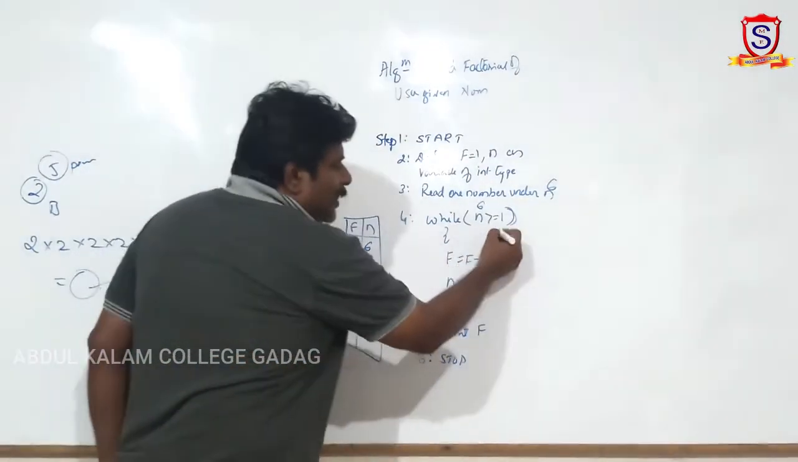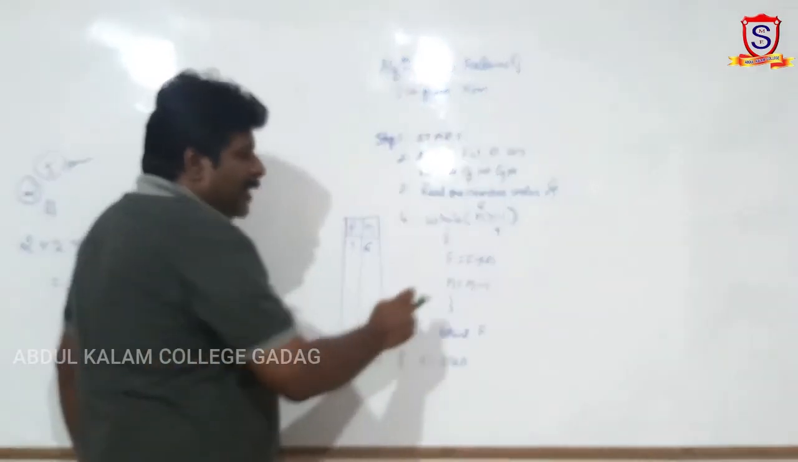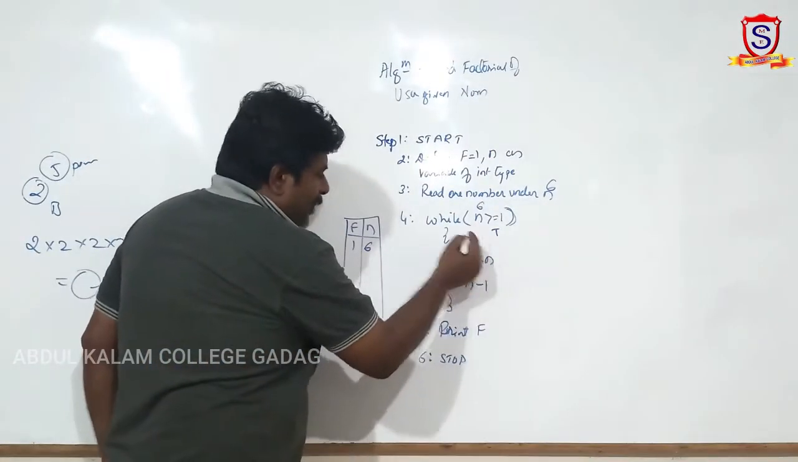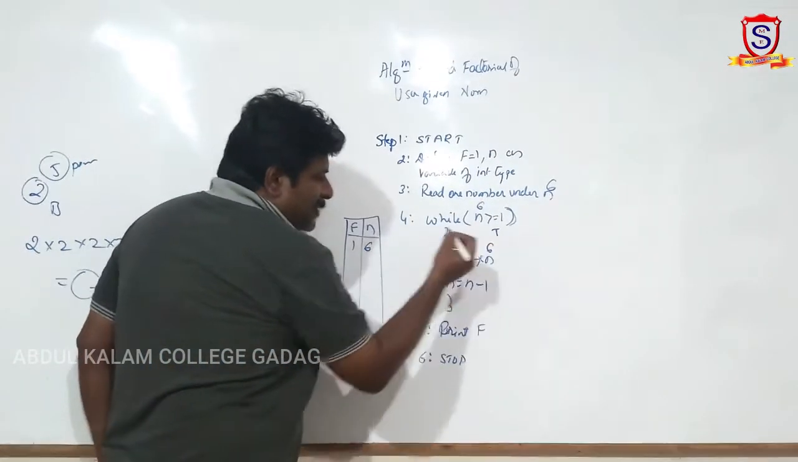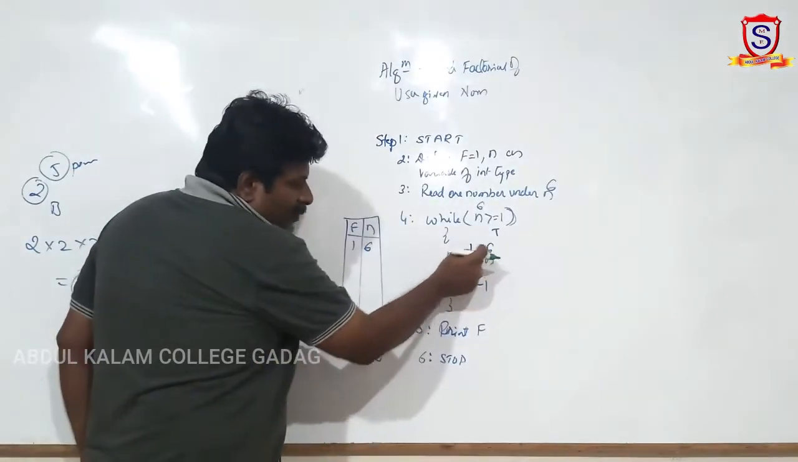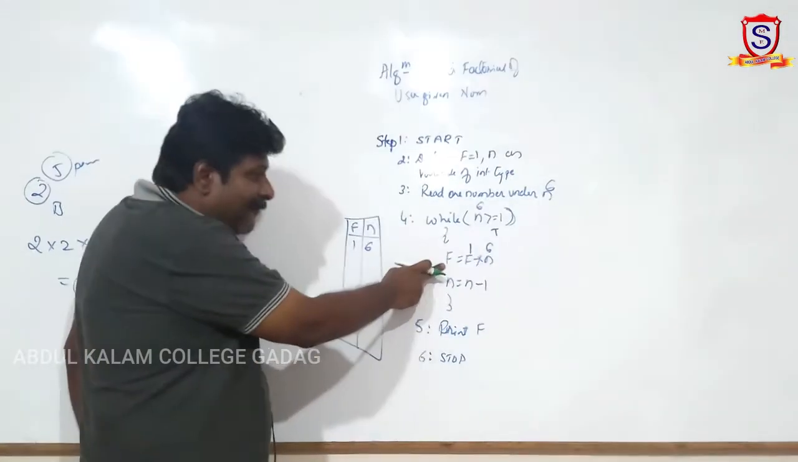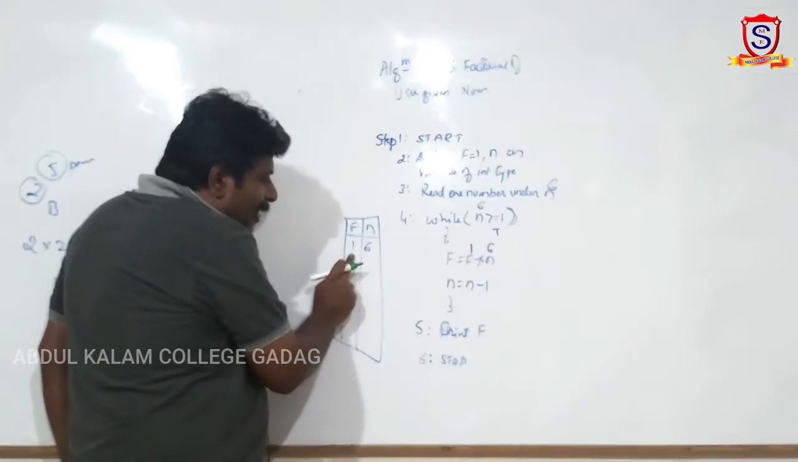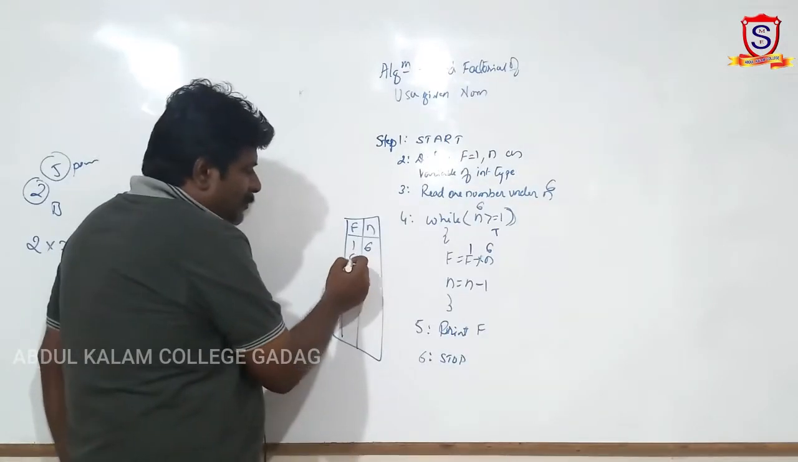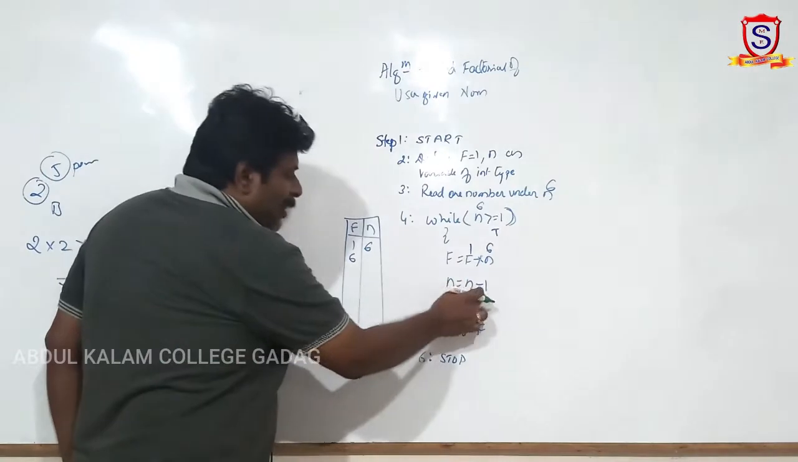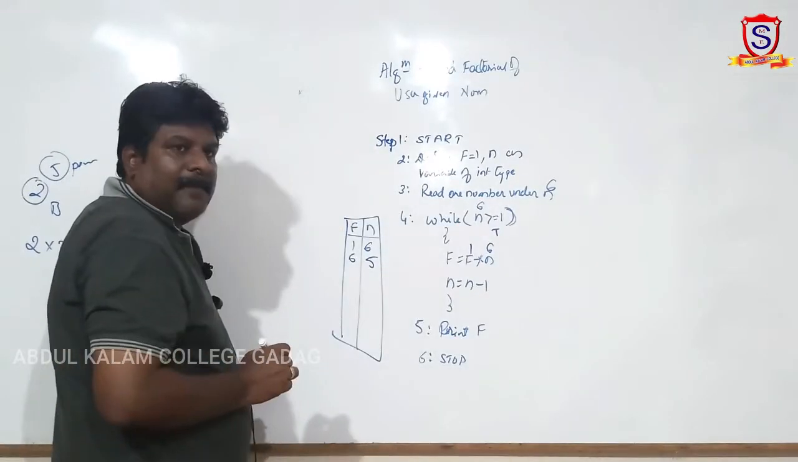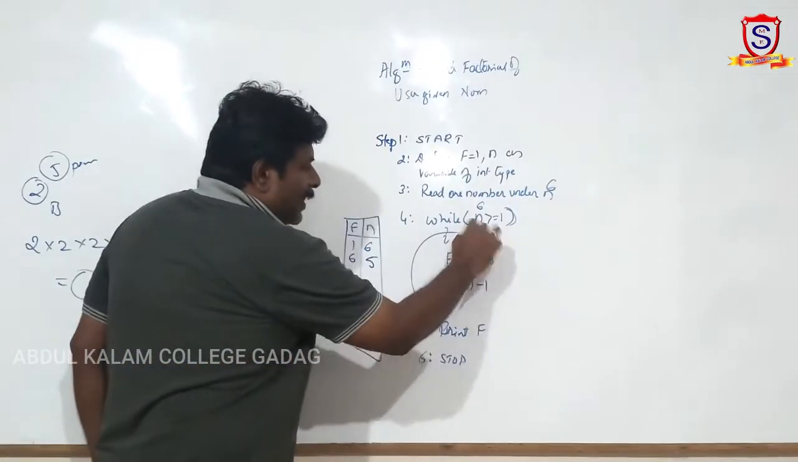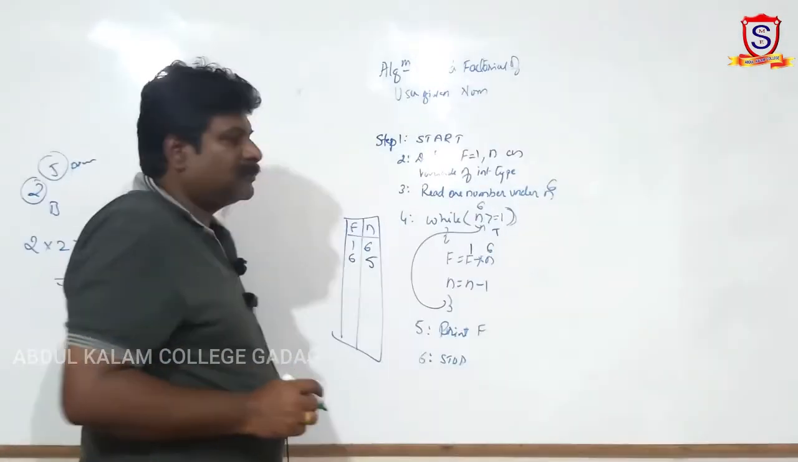Yes, it is true. That's why it gets inside. Here we have written f equal to f into n. f is having 1, n is having 6. Now 1 into 6 is once again put back into f. That's why f, previously 1, becomes 6 now. n equal to n minus 1, n becomes 5. Again the control goes back for the repetition.